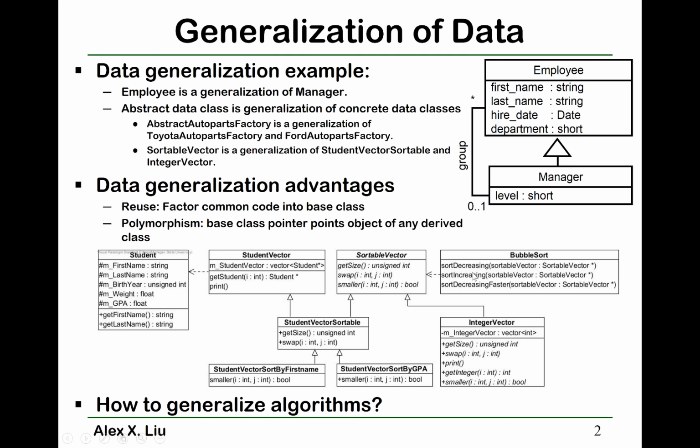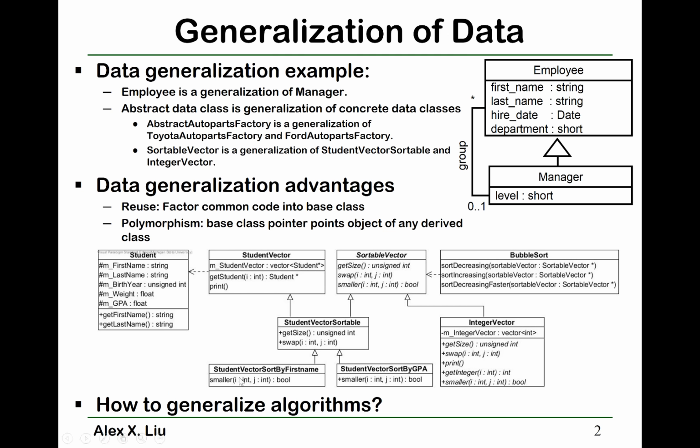So when we use this sort decreasing or sort increasing or sort decreasing faster, we just give a pointer to an object of a derived class, an object of the class that derives from this sortable vector. And in that class, of course, you must implement these three pure virtual functions: get size, swap, and smaller. And if any derived class does not implement all these pure virtual functions, then that derived class will also be an abstract class. Then you cannot instantiate objects out of that.